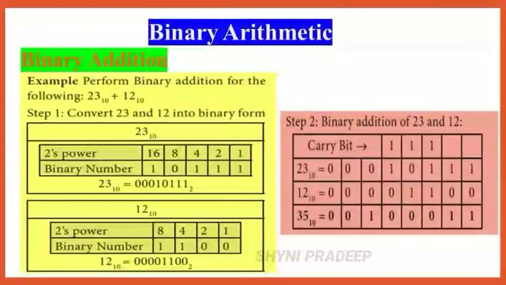See this next example. Perform binary addition for the following: 23 base 10 plus 12 base 10. Here first you have to find out the binary value for this decimal number 23 and this 12. This is the binary number for 23 and this is the binary number for 12. Write the binary number in the 8-bit format. Okay. And now add these values. You will get the answer 0, 0, 1, 0, 0, 0, 1, 1. This is the answer.